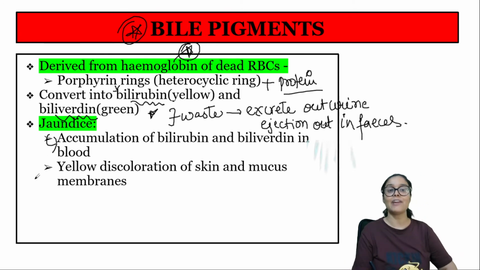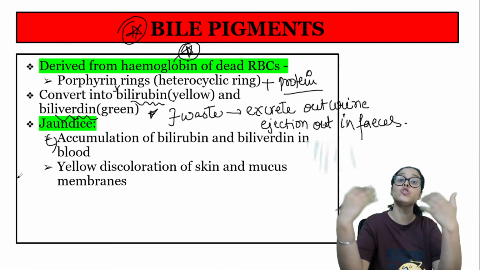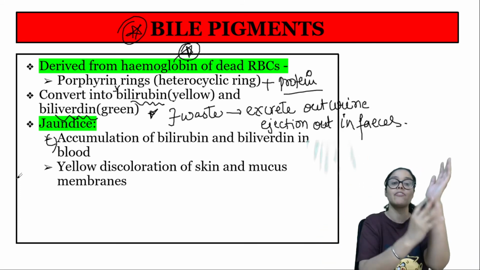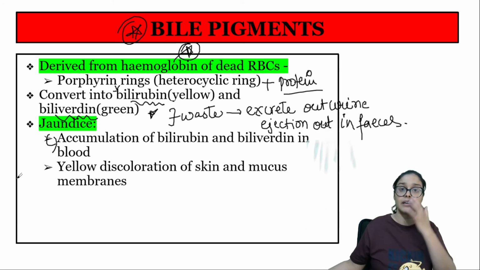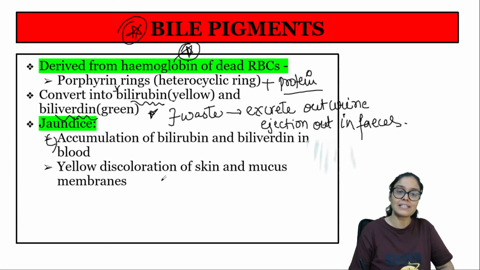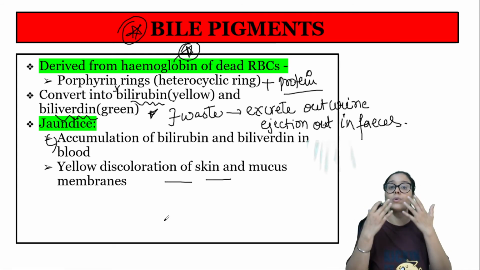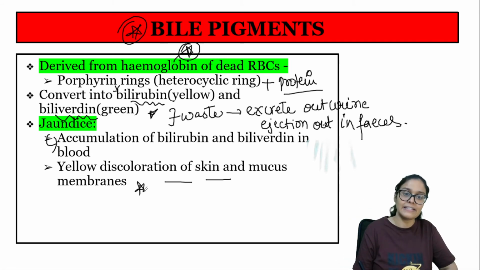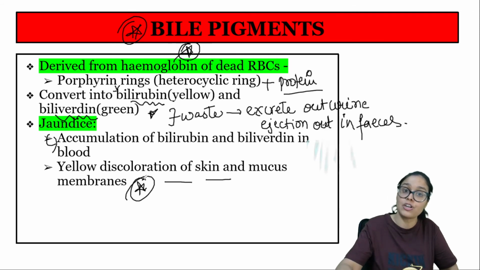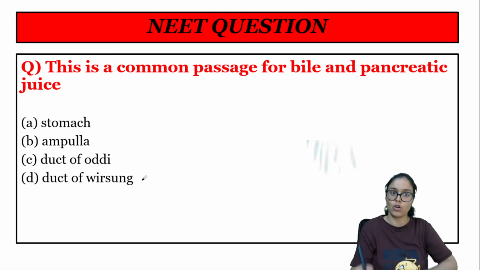And what is jaundice? When these two bile pigments are released in huge amounts and start accumulating in our body, in our blood, increasing in the blood, and they are not being released out in the fecal matter and urine, what will happen in that case? It will make our skin, our mucous membrane, our body yellowish in color. And this is known as jaundice: dysfunction of bile pigment in our body, or more bile pigment in our body, and accumulation in the tissues is known as jaundice.